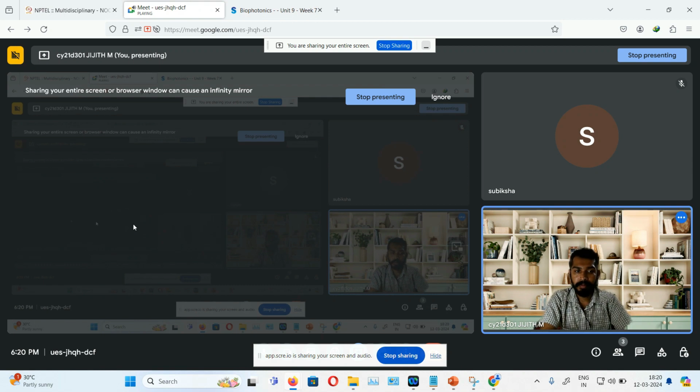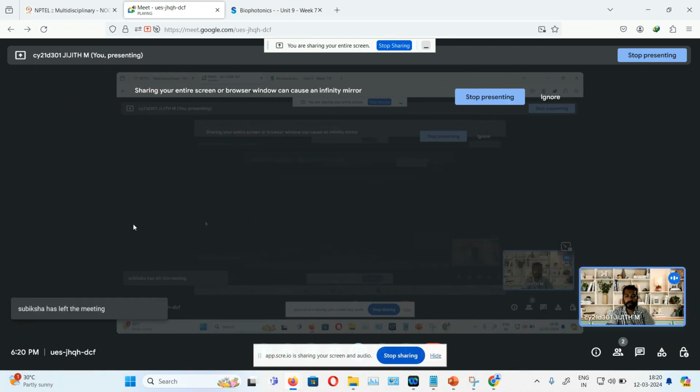Am I audible? You can tell, or you can use your mic, or you can use this. Seems like some problem with the connection.